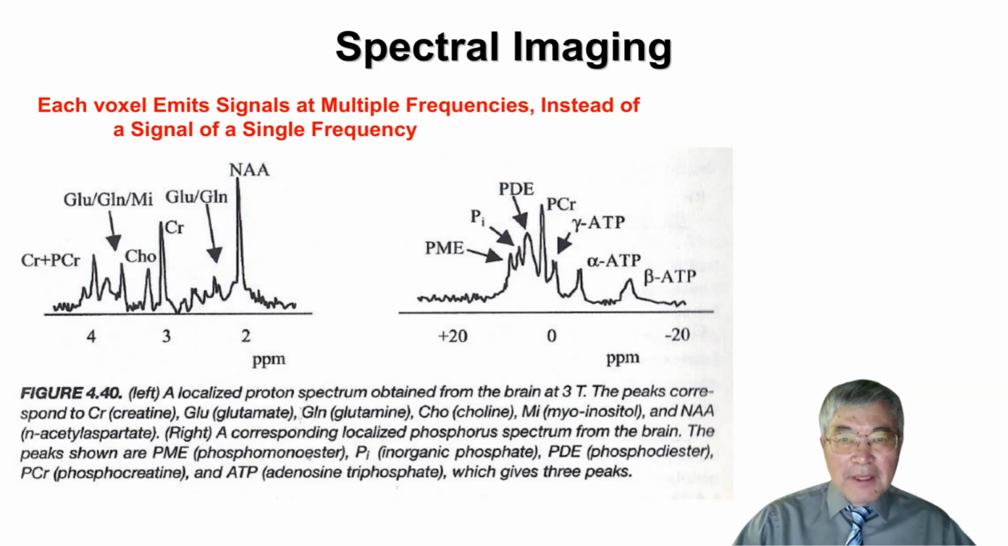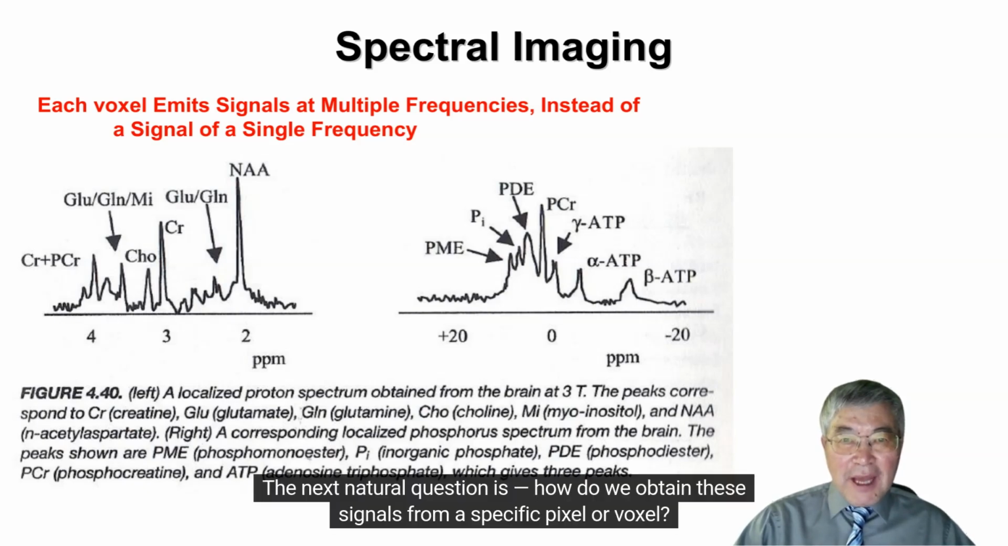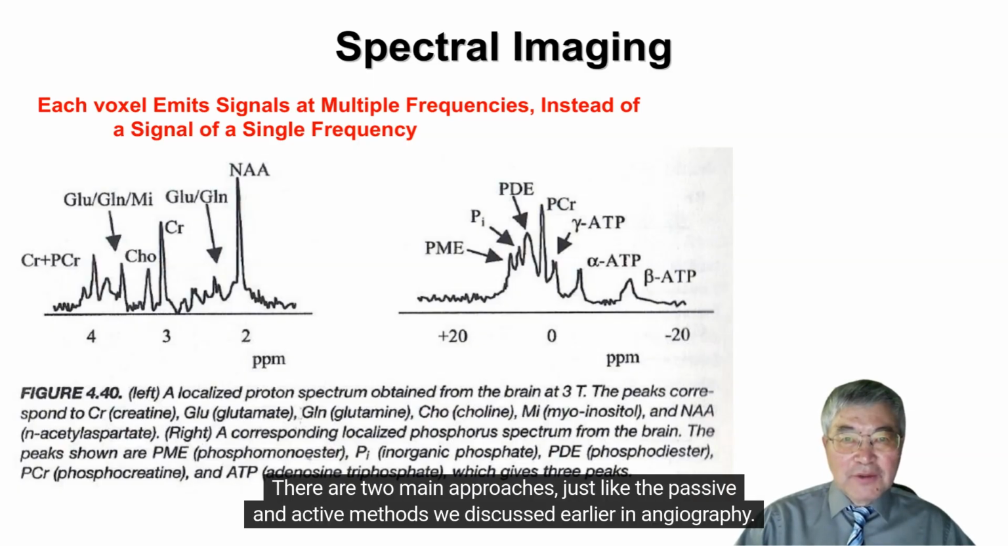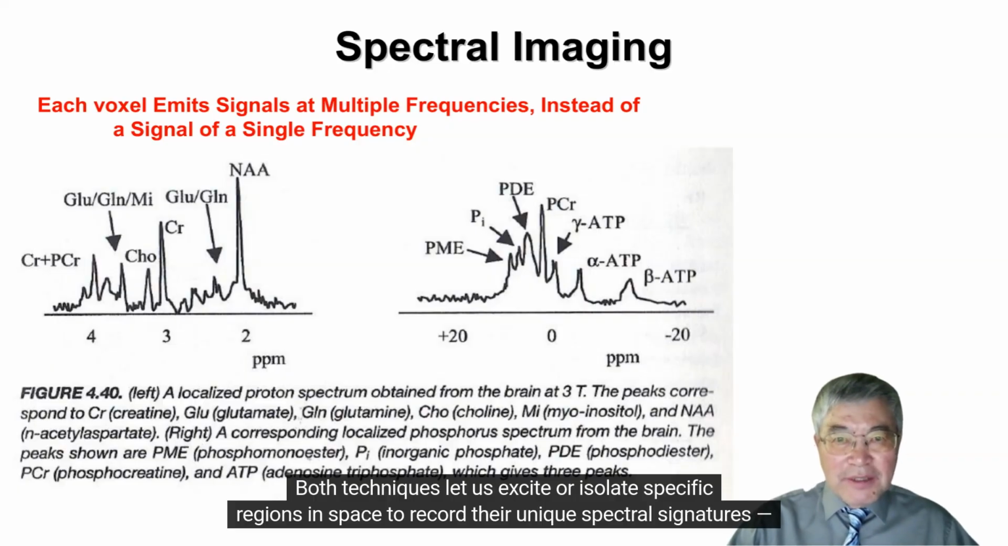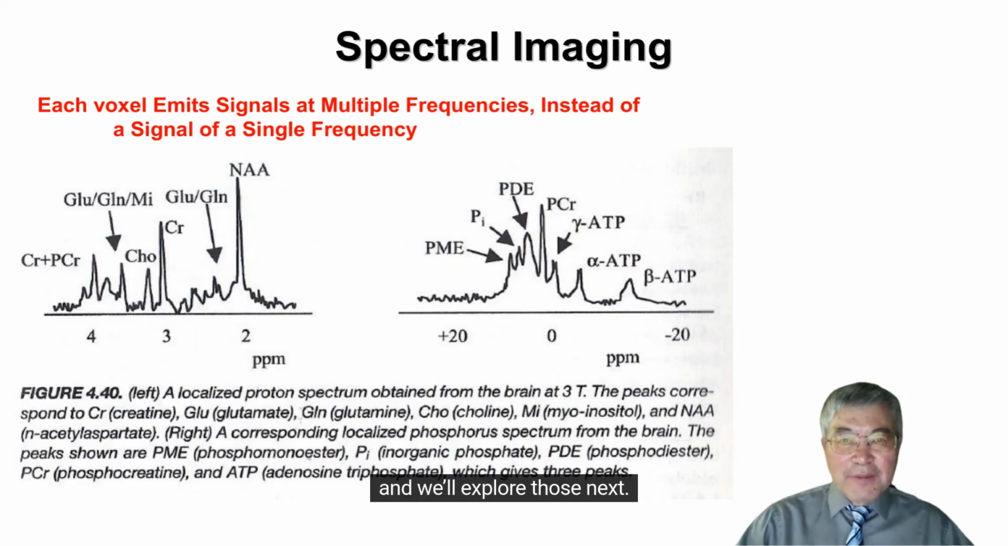The next natural question is, how do we obtain these signals from a specific pixel or voxel? There are two main approaches, just like the passive and active methods we discussed earlier in angiography. Both techniques let us excite or isolate specific regions in space to record their unique spectral signatures, and we'll explore those next.